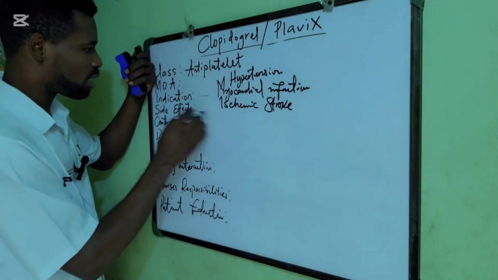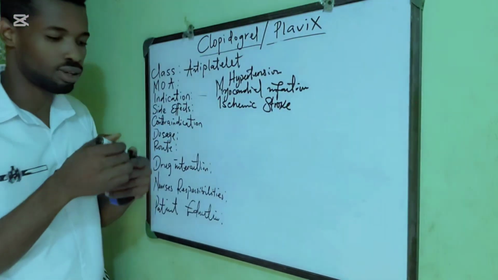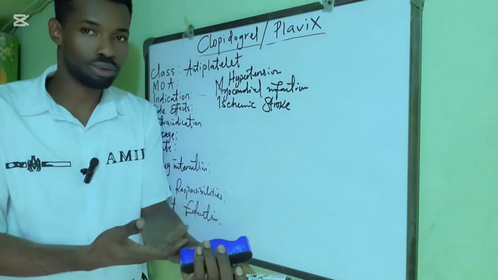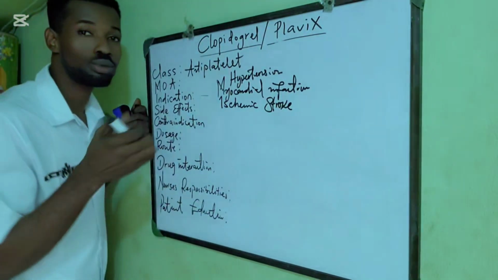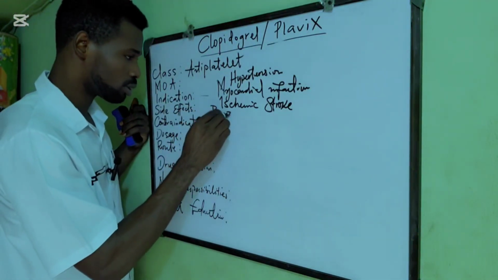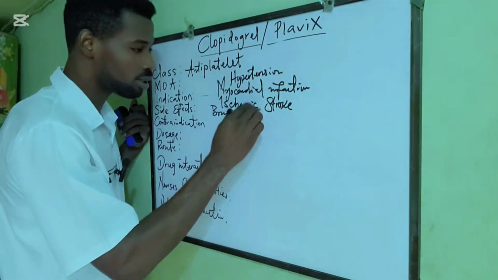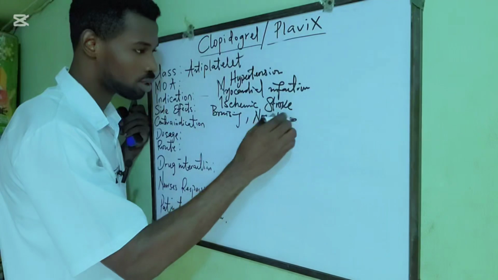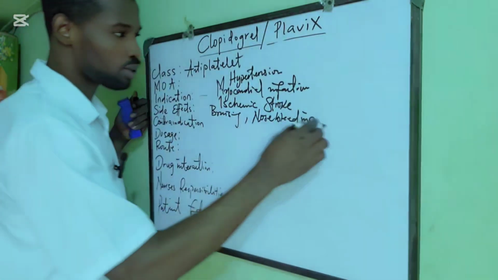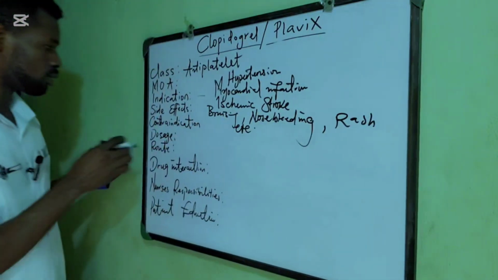Now, one of the side effects of this drug, please follow me: whenever you're taking this drug, you easily have bruises. Any little stain on your skin, you're going to bruise. You're going to be susceptible to nosebleeds. So, bruising, please just be copying it. Bruising, then nose bleeding, you're going to see something like rash, etc.